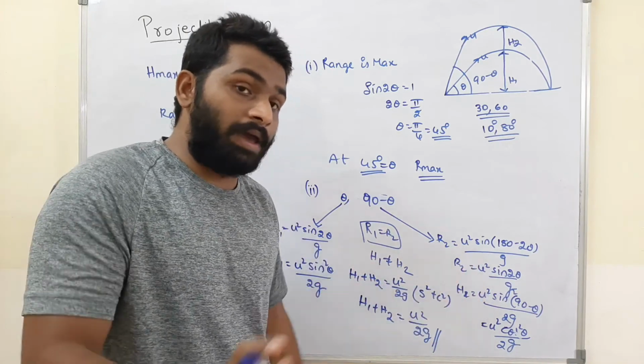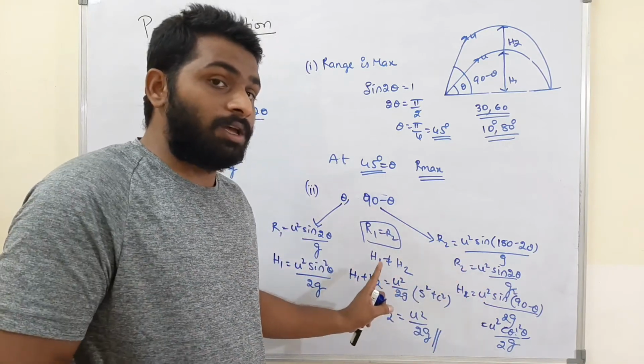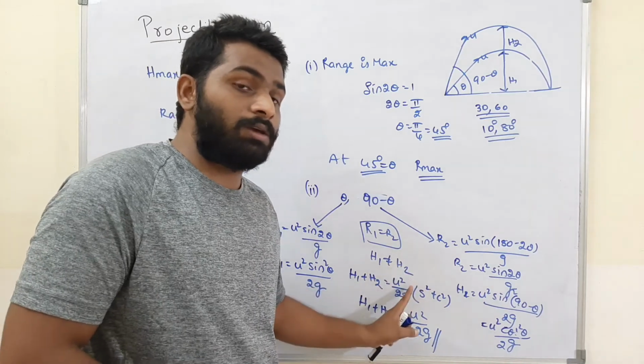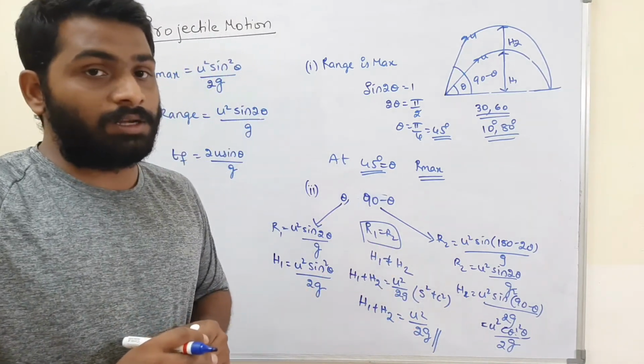Therefore, when projecting the body with theta and 90 minus theta, the ranges will be the same, but the maximum height won't be the same. What is the maximum height relation? h1 plus h2 is equal to u square by 2g. I think it is clear.